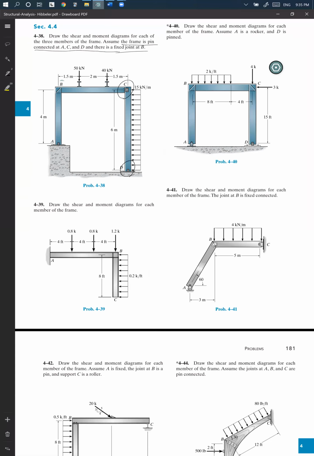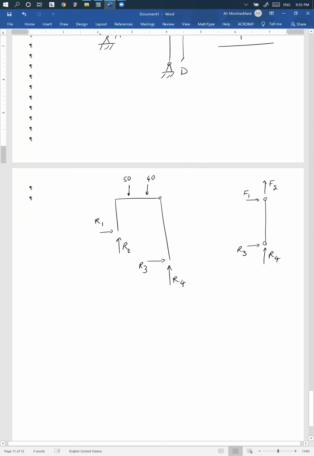Oh, okay. I just saw it. Thanks for the distributed load. Yes, so there's a distributed load. I'm gonna put the resultant, right? I'm gonna call it this resultant, 6 times W, whatever it is, right? So there should be 6 times W.